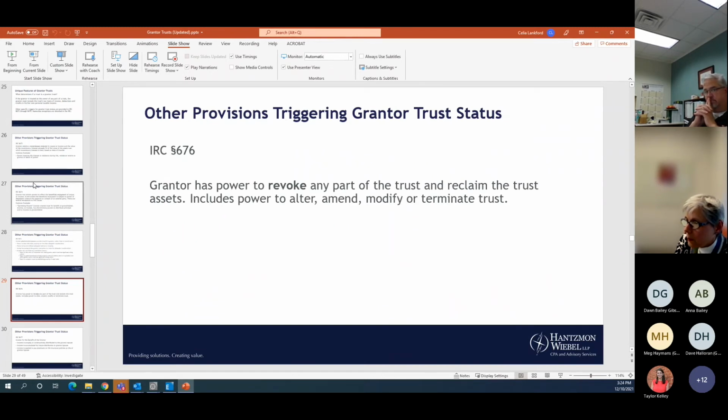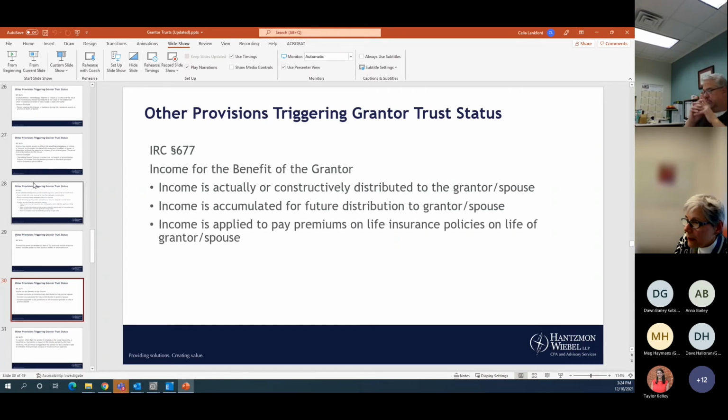The power to revoke, of course, we talked about that one before. But here's another feature that you do want to be aware of. For an irrevocable trust, you do not really want to give features to your spouse, because for grantor trust purposes, if you're doing something to benefit your spouse, you're also doing something to benefit you. So your spouse can step into the shoes of you. That's why you don't want to have your spouse be the trustee of an irrevocable grantor trust.